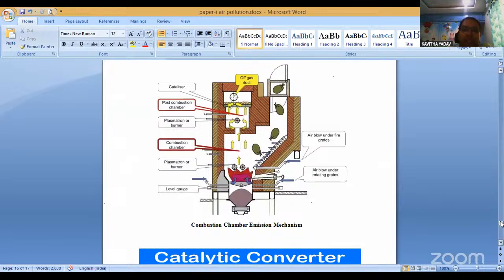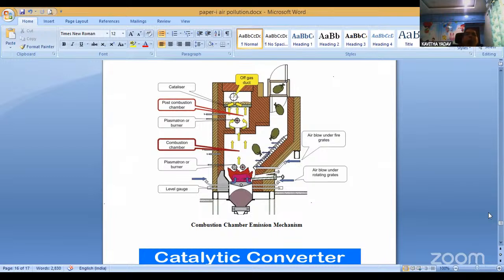And next one is the combustion chamber emissions. So many important points will be included in this one. Combustion chamber emission mechanism: how that combustion takes place, how the gases can be emitted. All the things in this diagram will be clearly explained.